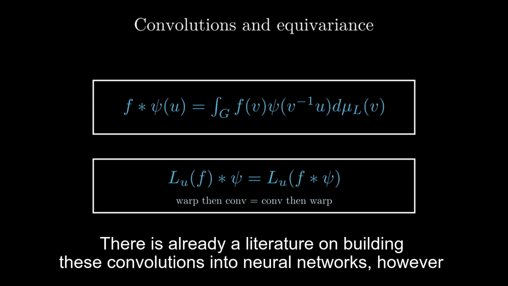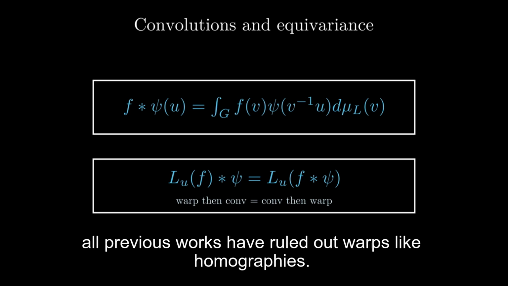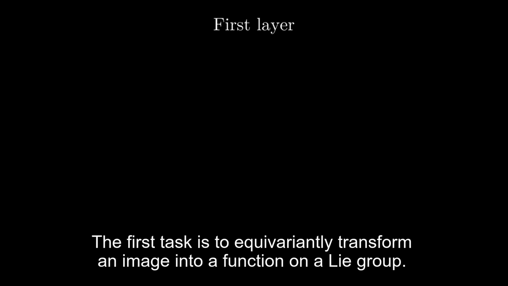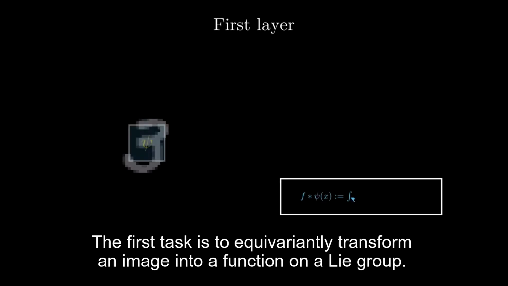There is already a literature on building these convolutions into neural networks. However, all previous works have ruled out warps like homographies. We give the first convolutional framework which can handle any Lie group of warps. Our first task is to equivariantly transform an image into a function on the Lie group.